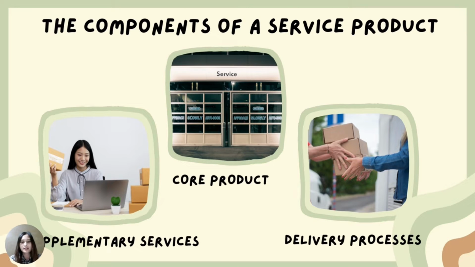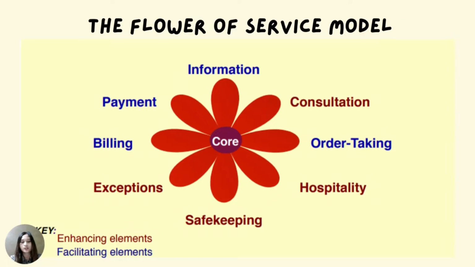An example: let's say you are buying home appliances at Courts. The product is a refrigerator. The refrigerator is the core product. For the supplementary service, they would pack the product for you and then deliver it to your house. For the delivery process, it depends on you as the consumer whether you are satisfied or not with the service that Courts offers. Next, we'll see the flower of service model.